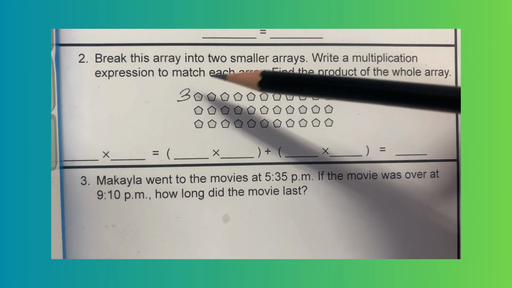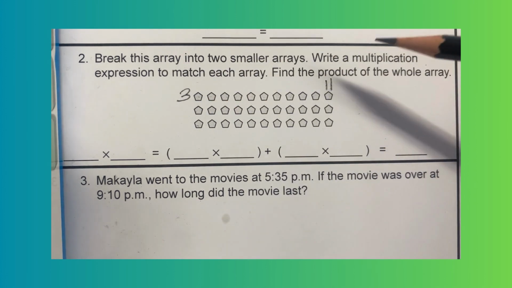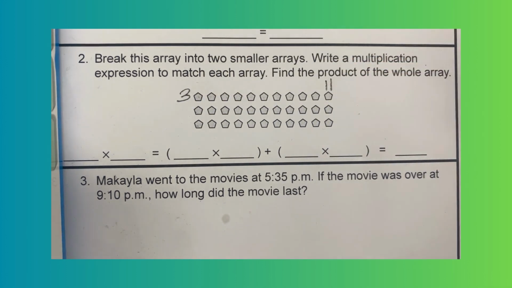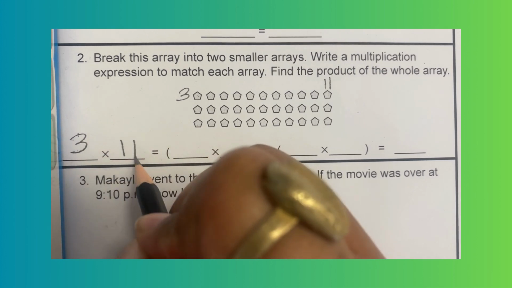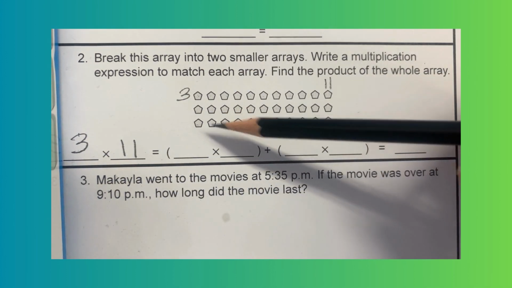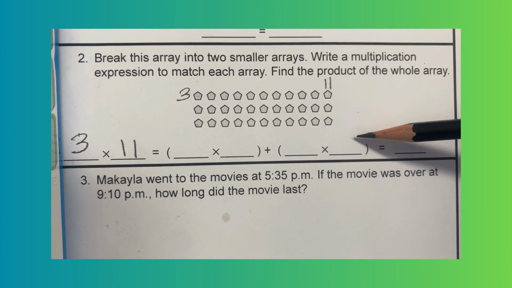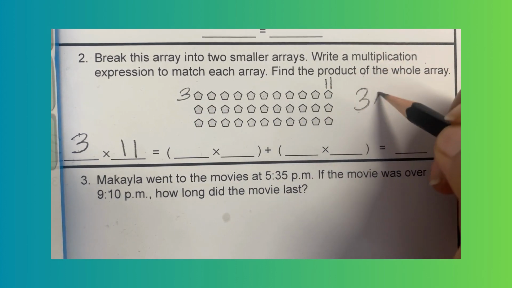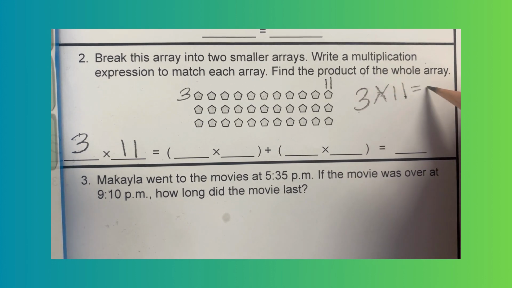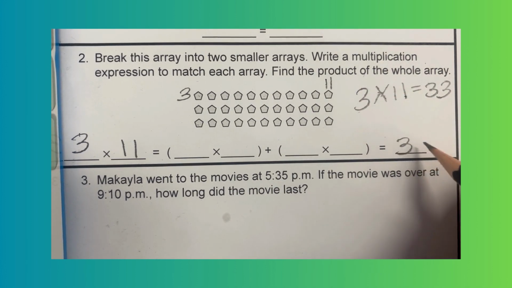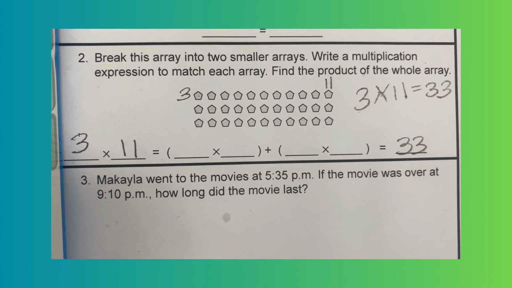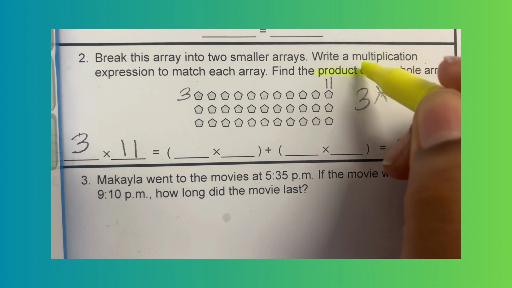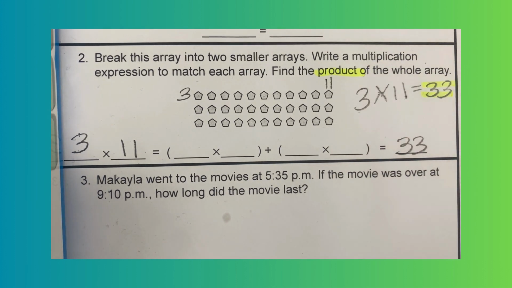So the first step we need to do is see what our rows and columns add up to. So this is a multiplication problem that we can have. So 3 times 11 equals, and this is where we will break down the smaller arrays. But when we do 3 times 11 that will give us 33. So we know the product of the whole array is 33. So we can go ahead and put that in.